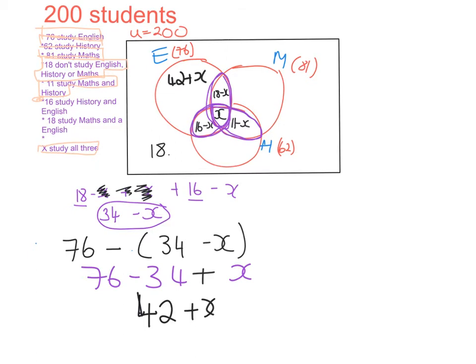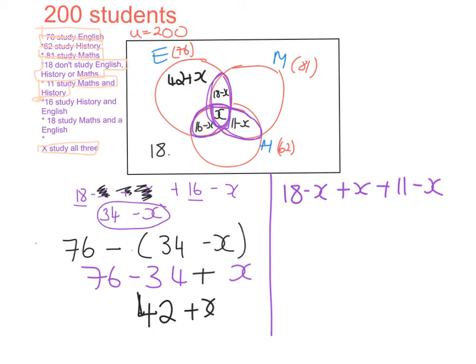Okay, I'm going to do the exact same thing with the maths group. So I'm going to draw a line here. I know that if I add this, this, and this, and subtract it from 81, I'll get whatever goes in there. So I'm going to do that. So I have an 18 minus x. I have an x, so plus an x. And then I have 11 minus x, so obviously that's a plus 11 minus x. And it's a plus because there's no sign there, and if there's no sign, it always means plus.